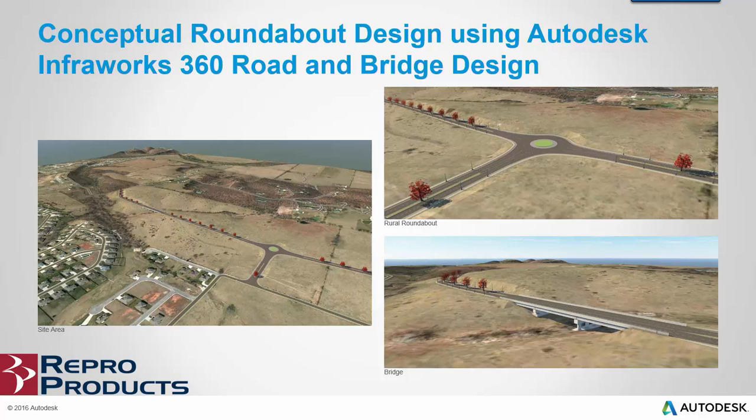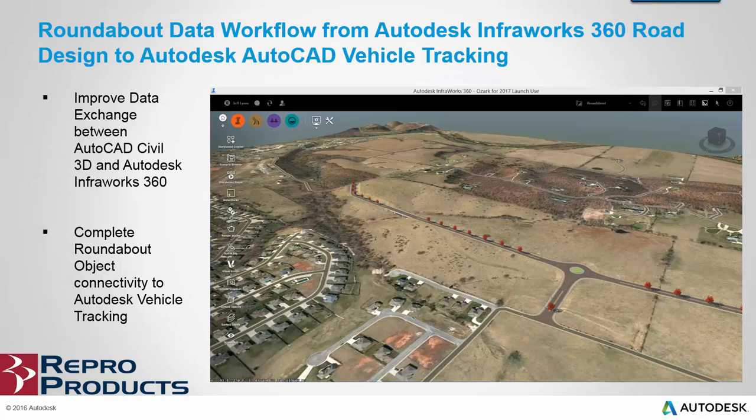They've added the ability to do roundabouts and improved how those function and bring those back into Civil 3D for our final engineering design work on those. So the data exchange is much faster now. And most importantly, if you have vehicle tracking, a roundabout created in InfoWorks comes into Civil 3D as a corridor and has the vehicle tracking junction data attached to it.